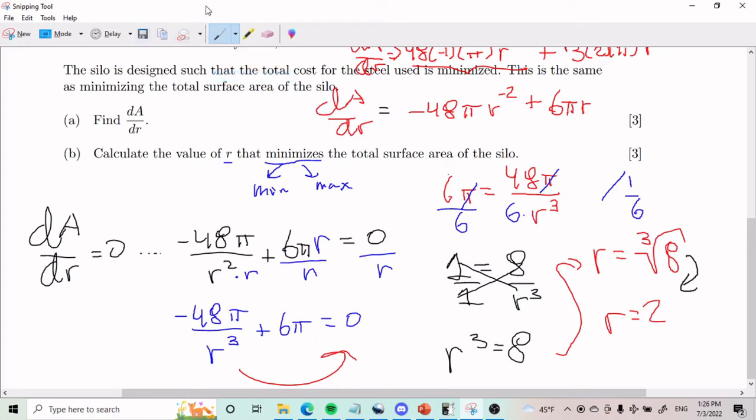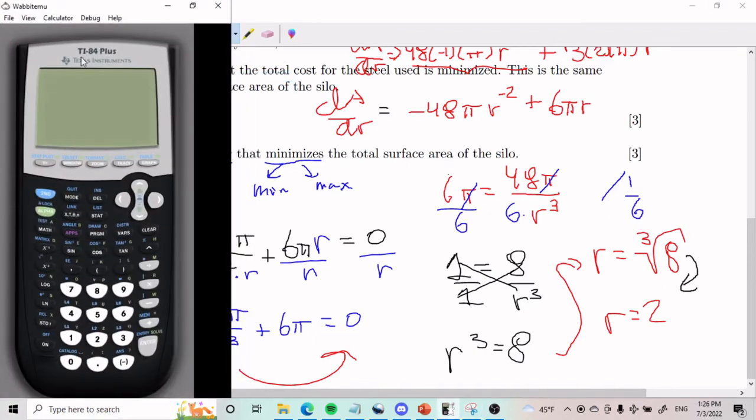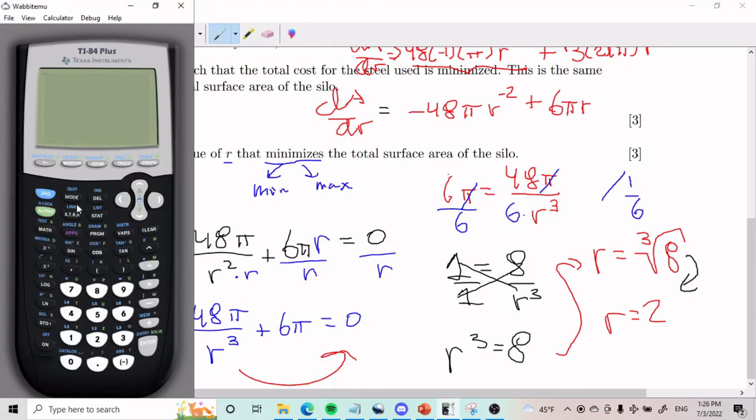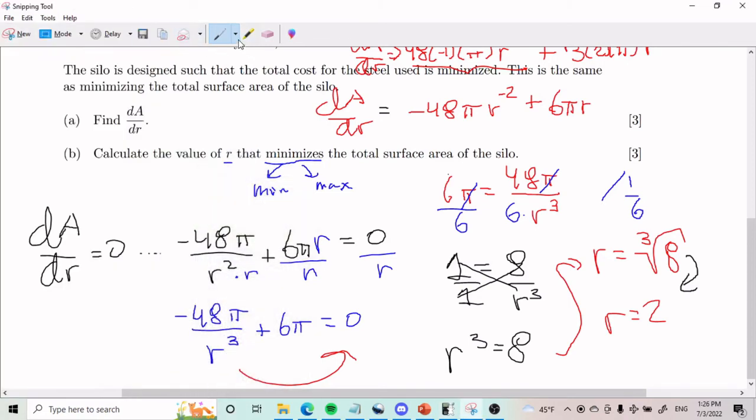Now, this step right here, we can do it on our calculator. At least with the TI-84, you go to math, right below alpha. On the fourth one, we have the same symbol that I just worked with. We put 8 inside, and we get 2. Don't forget the units. 2 would be meters. And so that is part B.